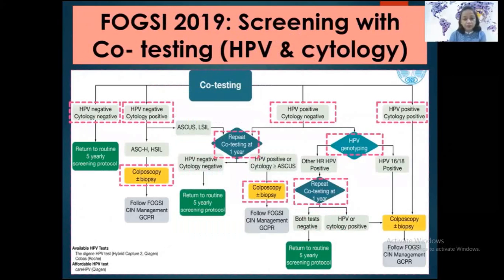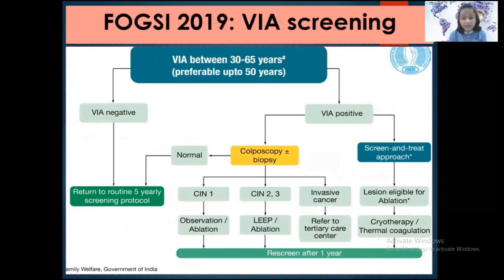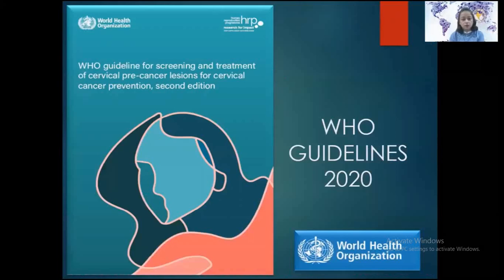So, similarly, FOXI has also given guidelines and algorithms for co-testing and VIA screening. So if the VIA test is positive, then the female is offered colposcopy with or without biopsy, or she can be offered treatment directly at the first visit itself. So this brings us to the end of the FOXI guidelines. After that, we'll be discussing the WHO guidelines.